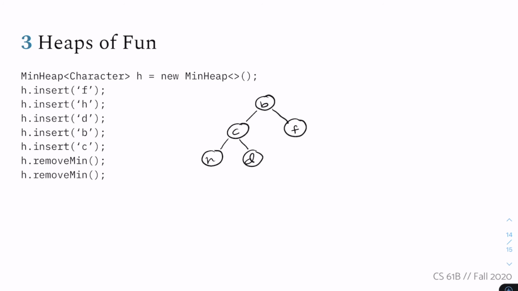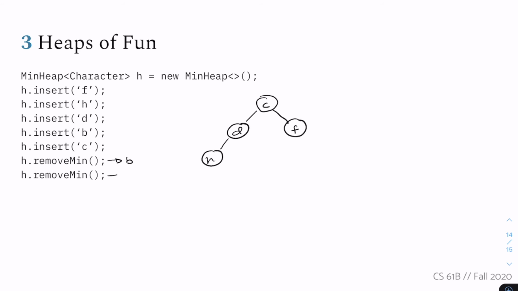So now we're going to remove min, which obviously removes B. So we're going to get rid of this node up here and replace it with D, because we're going to take the last node and pop it up to the top, and now we're going to sink it. So D is greater than C, so we're going to swap those two and get C and then D. D is less than H, so this is it.